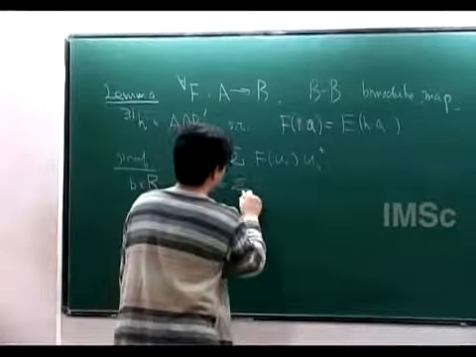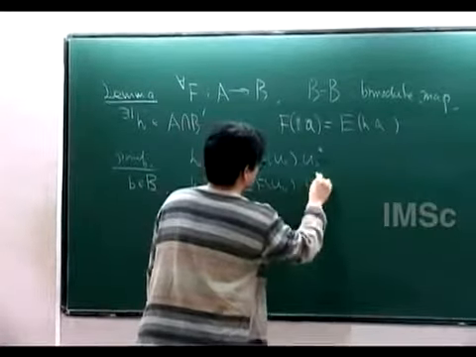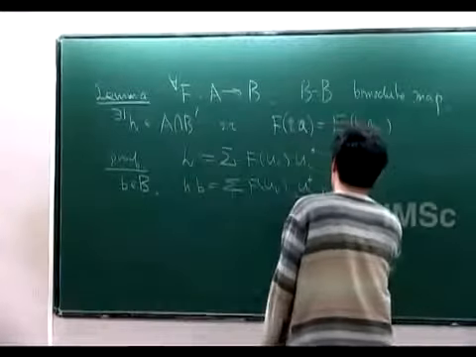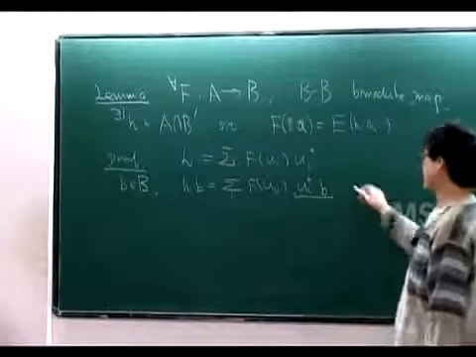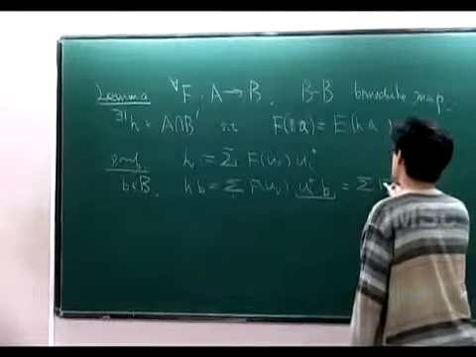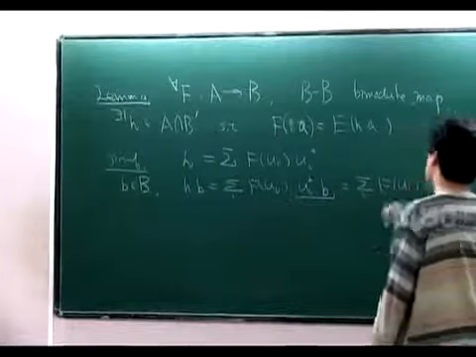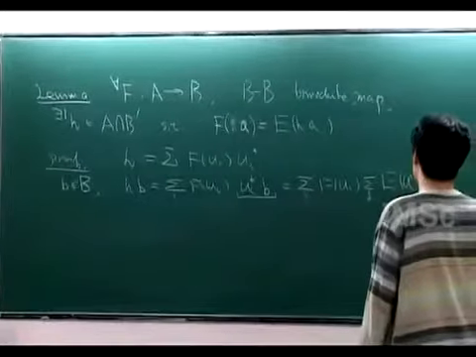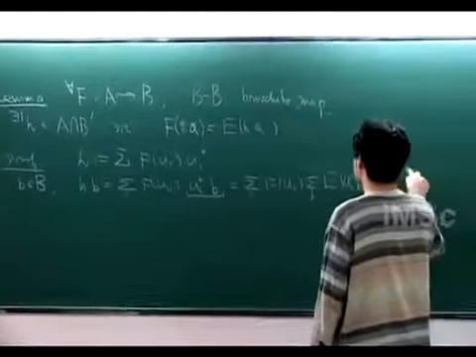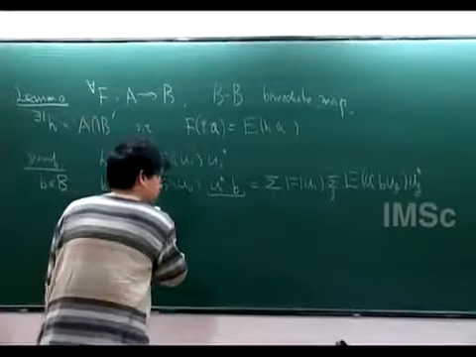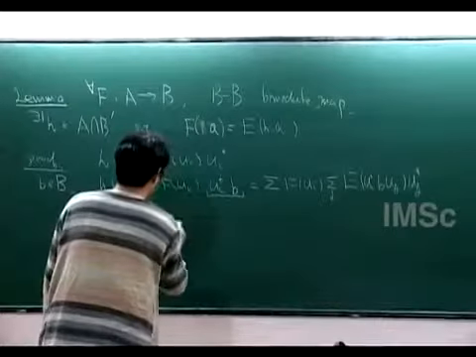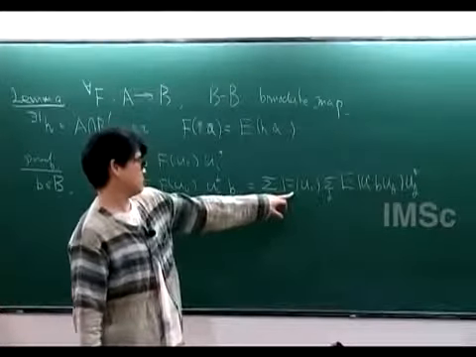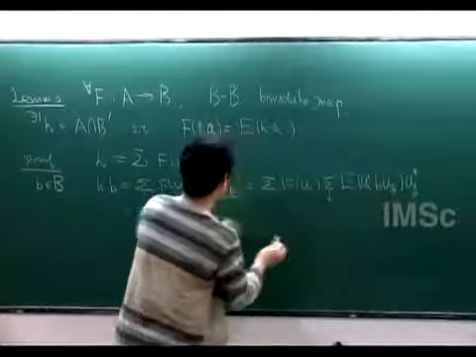I've been using this trick many times, but now we expand this part by using the basis. B and J, we just start. Then I switch the order of the summation here. And since F is a right B-module map, I can put this into F.